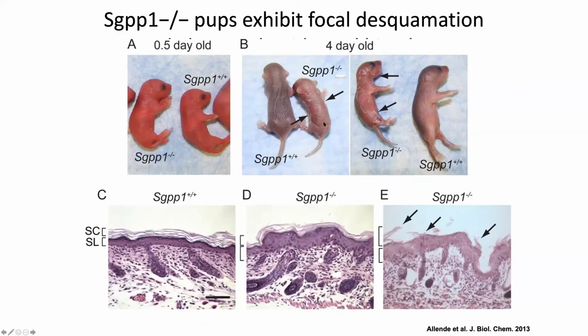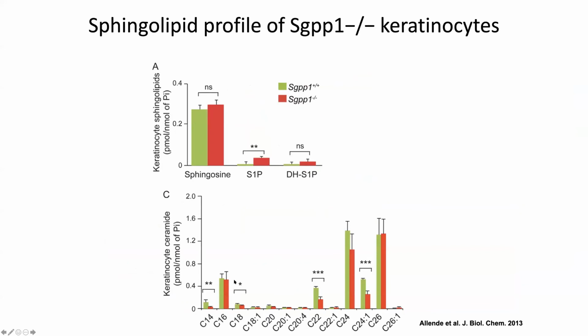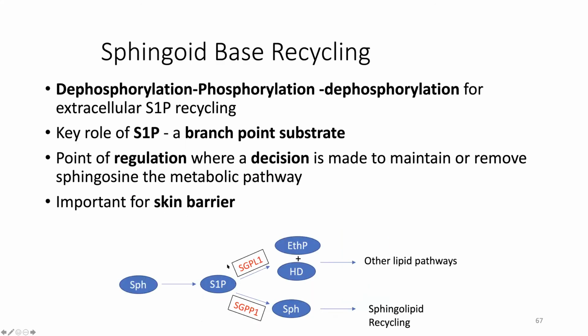And their major phenotype was a skin problem, actually. So we saw that the skin would kind of peel off, and the stratum corneum layer would leave the mice. And if you remember, as I showed you, the stratum corneum is highly enriched for ceramide. And keratinocytes from these mice showed modestly lower levels of some ceramide species. So that indicates the importance of the recycling pathway in physiology.